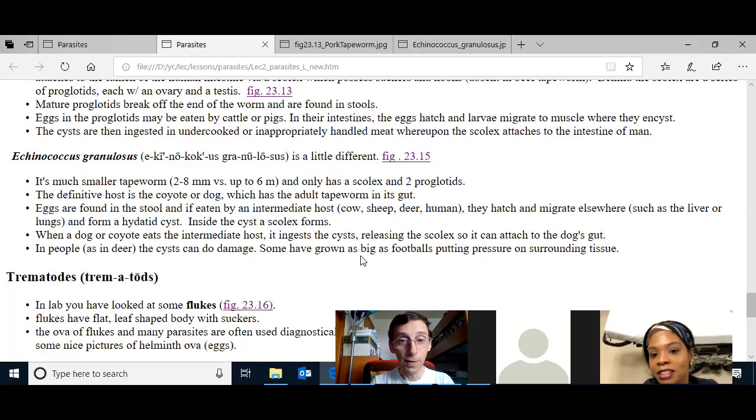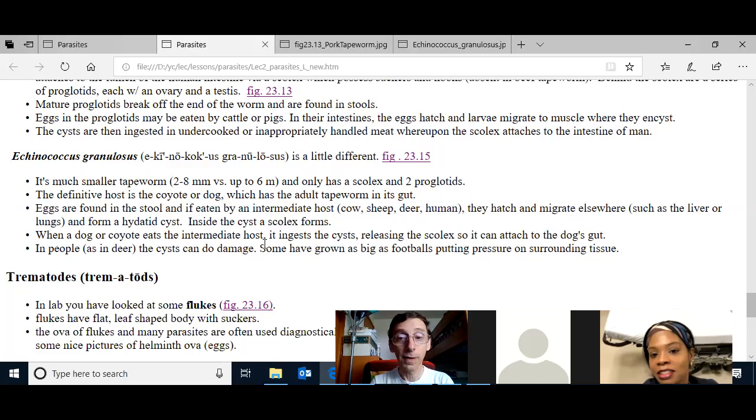And then when the dog or the coyote eats the cow or the sheep or the deer, and rarely the human, the dog will then become infected with Echinococcus granulosus. And then that will finish the life cycle of the parasite. Any questions about that?